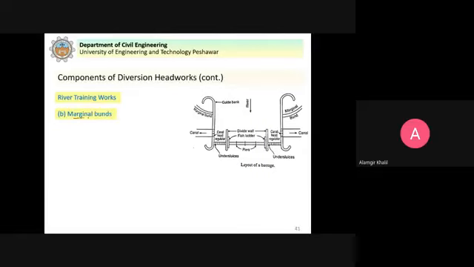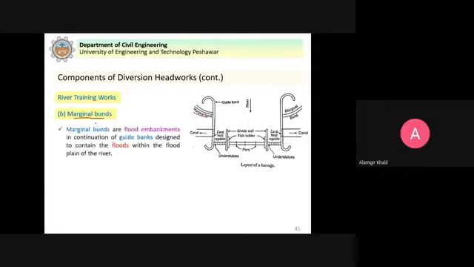The second one is marginal bunds. This is marginal bund. So marginal bunds are flood embankments in continuation of guide banks, designed to contain the floods within the floodplain of the river.